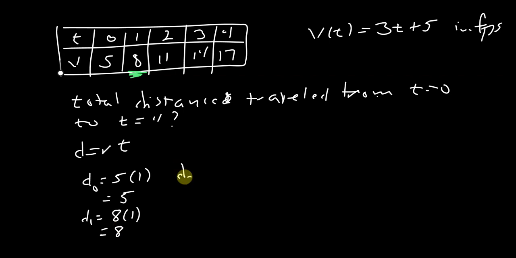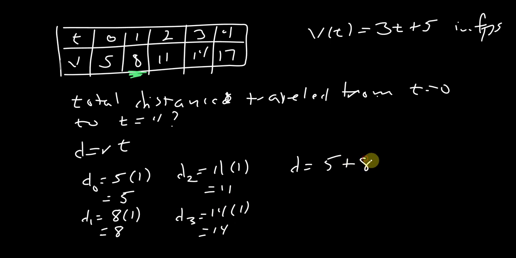In the next time interval, it's moved up to 11. And then the next time interval from 3 to 4, it's approximately moving at 14 feet per second. So in that 1 second, it moved approximately 14 feet. So I could approximate the distance as 5 plus 8 plus 11 plus 14, which is 38 feet.